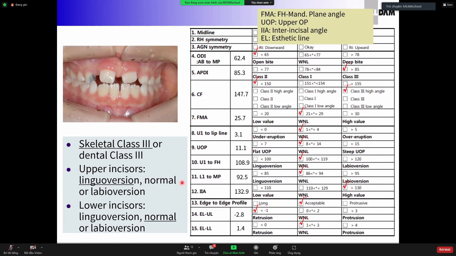And the next group, I want to check the dental part. Upper lip to E-line, UOP, and upper 1 to FH angle, lower 1 to mandibular plane angle, interincisor angle. So in the upper incisor, you can see lingual version of the upper incisors, and also normal angulation in the lower incisor. And the next step is edge-to-edge, profile acceptable.